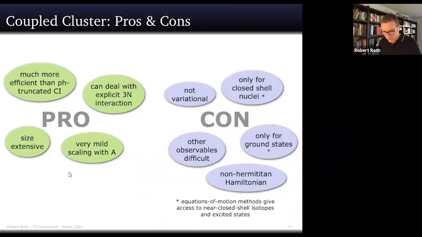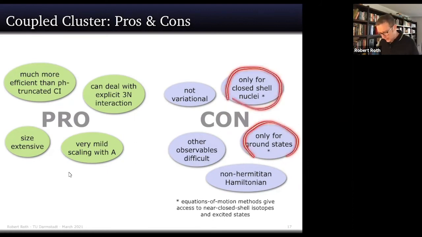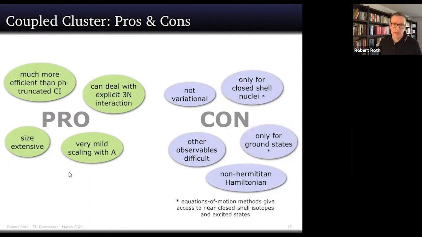And one of the methods that has been used extensively to remedy these two limitations are the so-called equations of motion methods, where you essentially, in very gross terms, put a CI calculation on top of your coupled cluster ground state. So you create extra particle-hole excitations on top of this coupled cluster ground state to describe, for example, excited states.